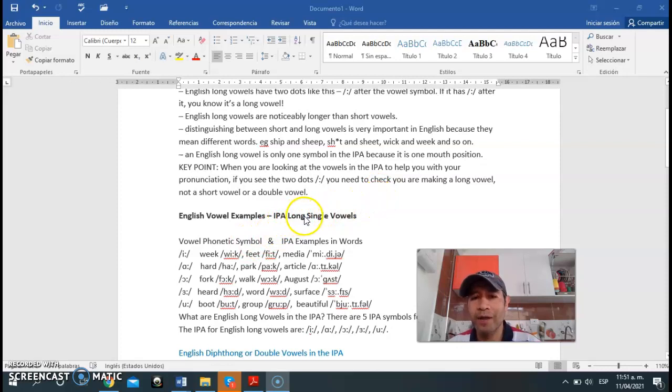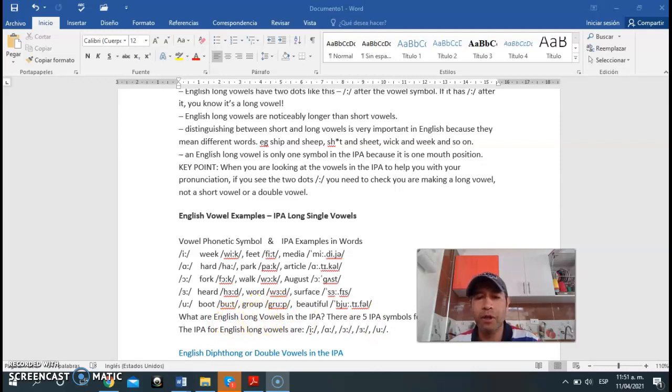English vowel examples, IPA long single vowels. Vowel phonetic symbols and IPA examples in words. Week, feet, media. Heart, park, article. Fork, walk, August. Heart, guard, surface. Boot, group, beautiful.